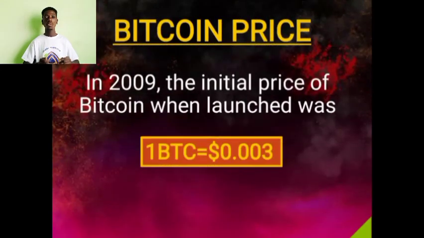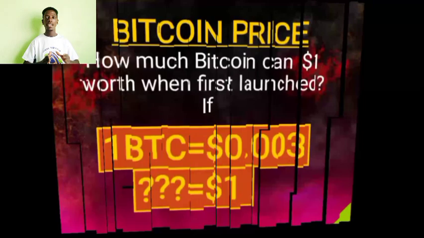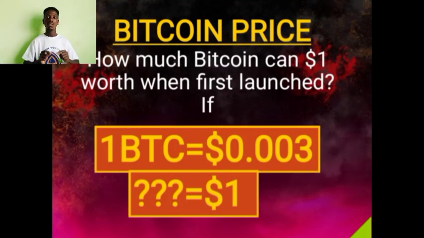And in 2009, when Bitcoin was first launched, the initial price of Bitcoin was around $0.003, and at that time, if you had $1, you would get 333 BTC. That is, you get 333 Bitcoins.